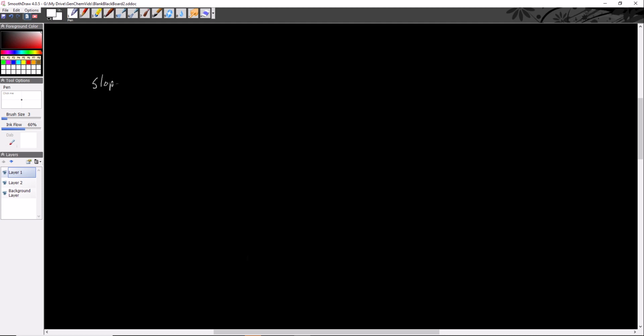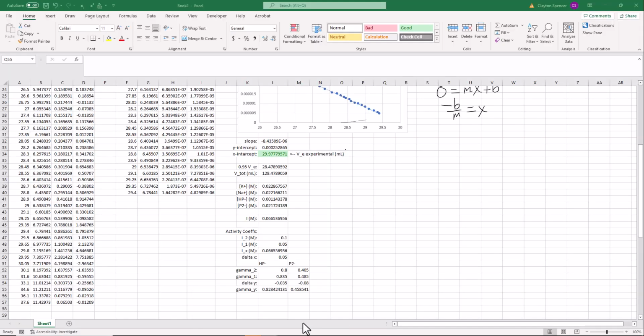Remember, slope from our Gran plot is equal to negative Ka times the activity coefficient associated with the hydrogen phthalate divided by the activity coefficient associated with the phthalate. What we want to do is solve this equation for Ka. So we multiply both sides by gamma P2 minus, so slope. I'm also going to multiply both sides by the -1 here. So minus slope times gamma P2 minus, and then I would divide both sides by gamma HP minus, and that's going to be equal to our Ka value. Good, so write that down. We want to enter that formula into Excel. So back to Excel we go, and here we are ready to calculate our Ka value.